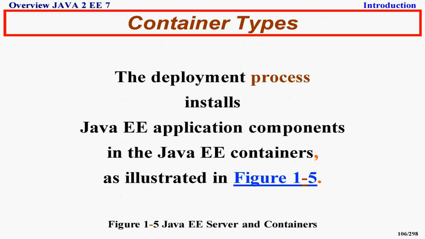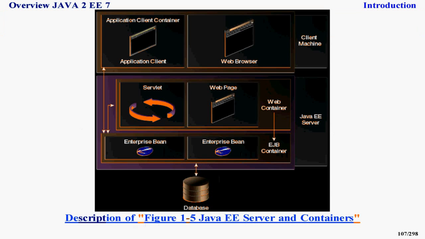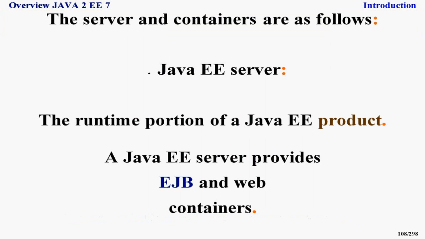Container types. The deployment process installs Java EE application components in the Java EE containers, as illustrated in Figure 1-5. Figure 1-5 Java EE Server and Containers. Description of Figure 1-5 Java EE Server and Containers. The server and containers are as follows.